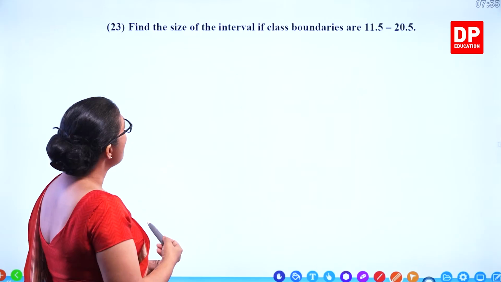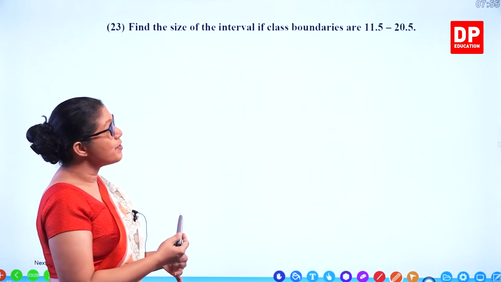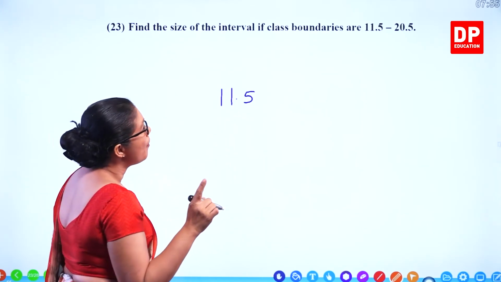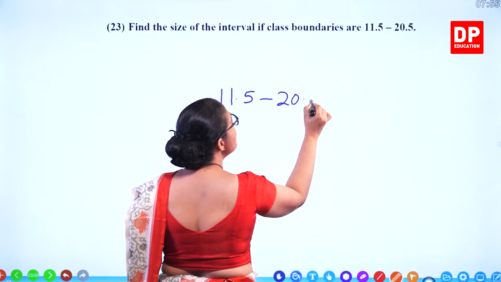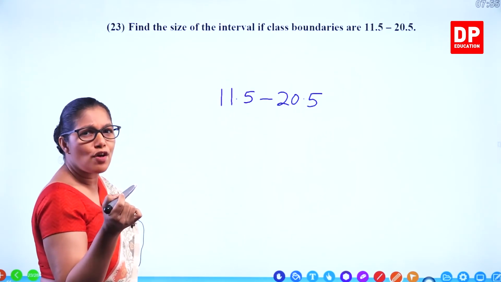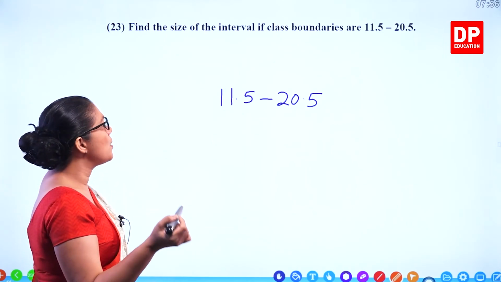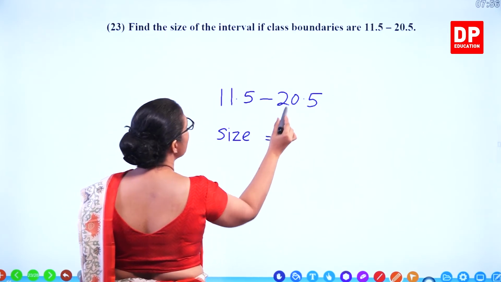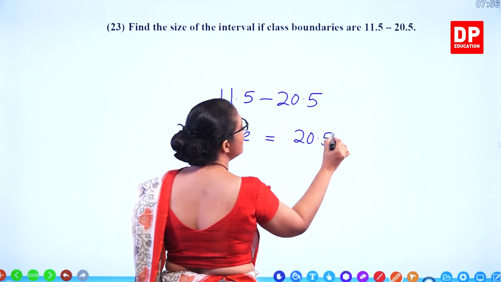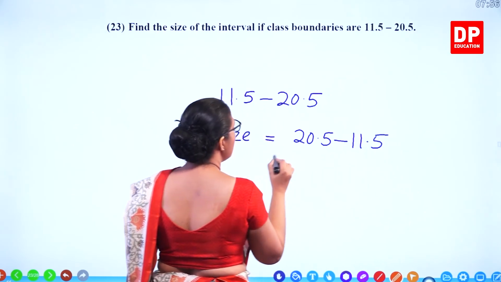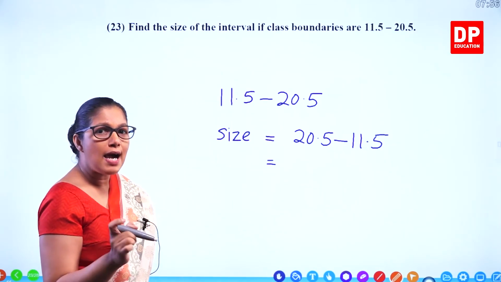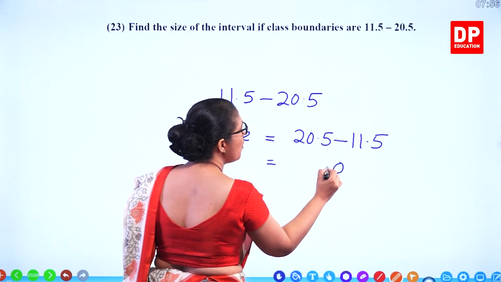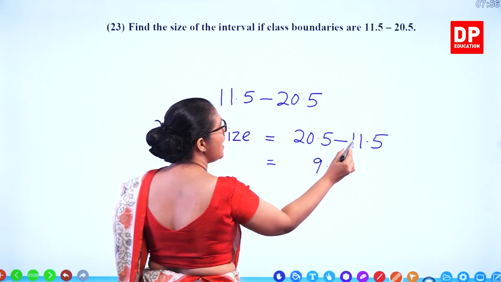Question number 23. Find the size of the interval if class boundaries are 11.5 and 20.5. If the boundaries are there, how do you find out the size of the interval? Just the difference between the boundaries. So class size is equal to 20.5 minus 11.5. So you need to remember, difference between class boundaries is the class size or class width. So 5 and 5, 0. You get 9 here, 10 and that's all.